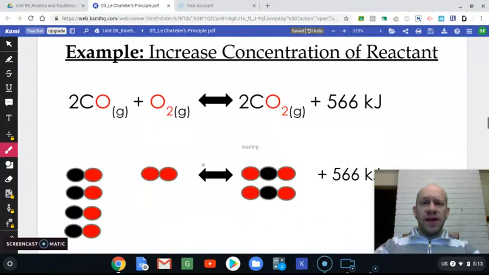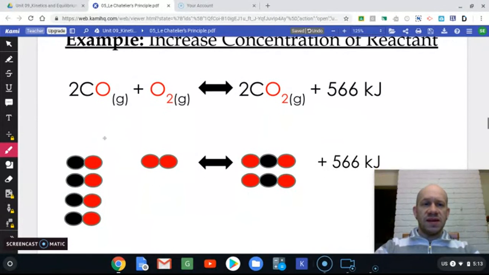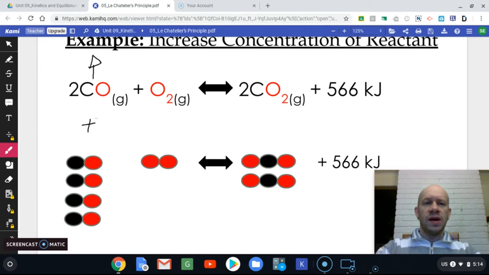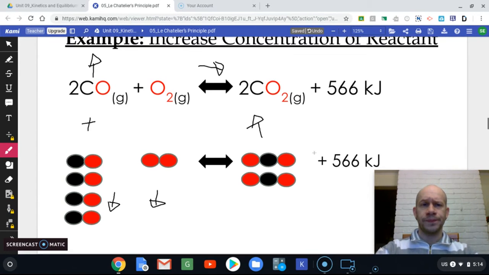And an example, if I increase the concentration of a reactant, so for example, if I have a lot more CO, so I'm going to add my CO, or increase this. The trick is I'm going to move away from anything I add. So I'm going to shift the equilibrium to the right. Everything on this side is going to go down. I'm going to decrease what's here. I'm going to decrease what's here. And everything on the other side will go up. My energy will not change at this time.